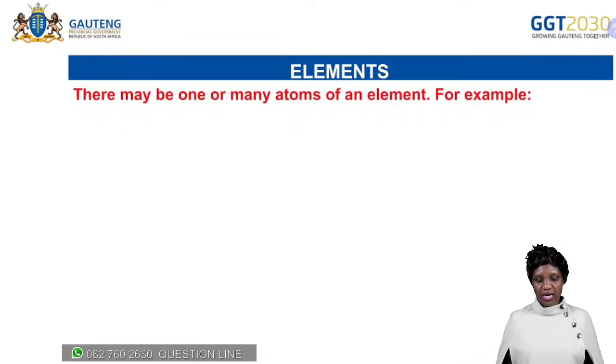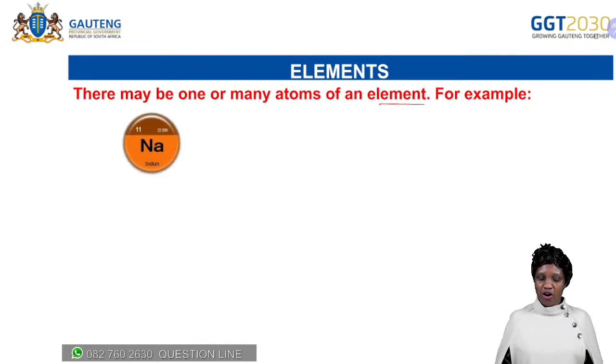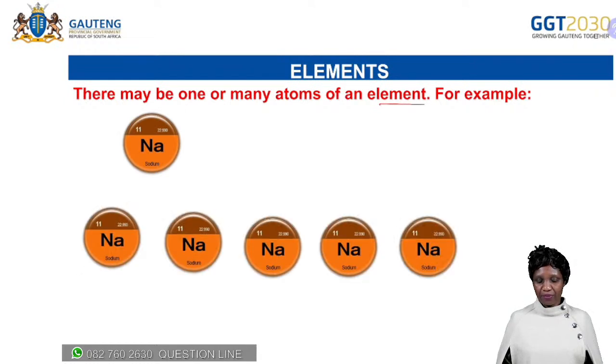And then there may be one or many atoms of an element. All right. Let's check the atoms of an element. For example, we've got sodium. All right. These are different. This is only one element and it has got what? It has many atoms.